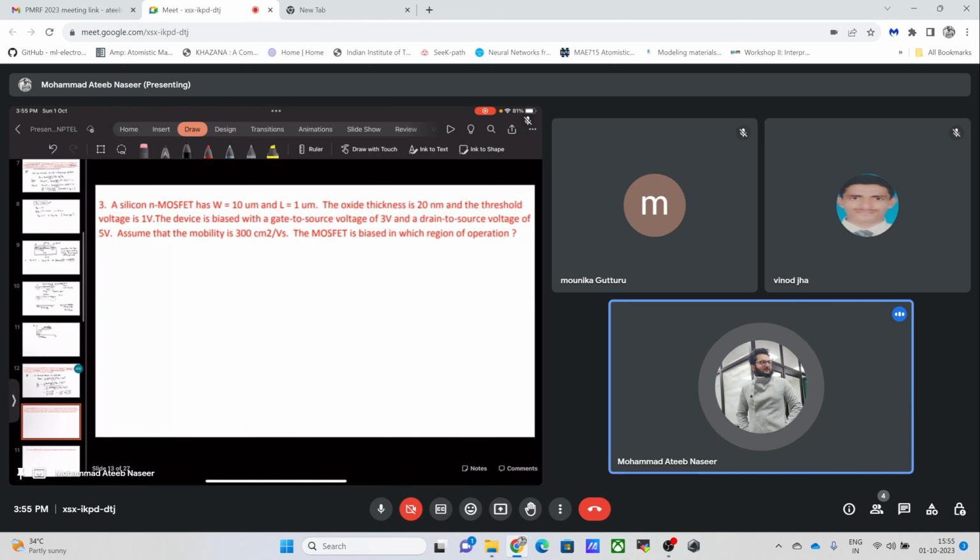Now let's move towards another problem related to this MOSFET, and again we have an N-type MOSFET. It has a width W equal to 10 micrometer, and the length is equal to 1 micrometer. The oxide thickness is given to be equal to 20 nanometer, and the threshold voltage is simply equal to 1 volt.